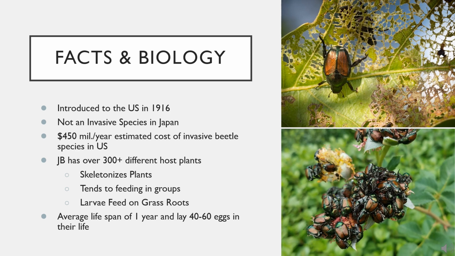Their damage is then amplified by the fact that they tend to feed in mass groupings in a small area. One study even found, on average, 17,000 beetles per peach tree on 156 trees in total. An example of this grouping is shown in the bottom right corner. The Japanese beetle larvae also cause damage by feeding on grass roots, causing grass to roll up like a carpet. And finally, the average lifespan of a Japanese beetle is about 1 year, and they typically lay about 40 to 60 eggs in the soil during their lifespan.